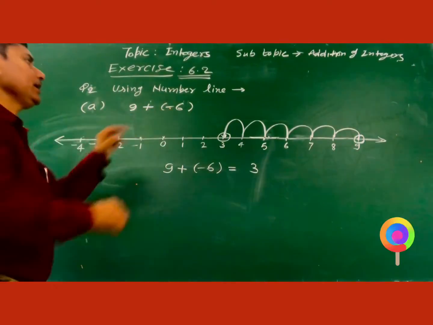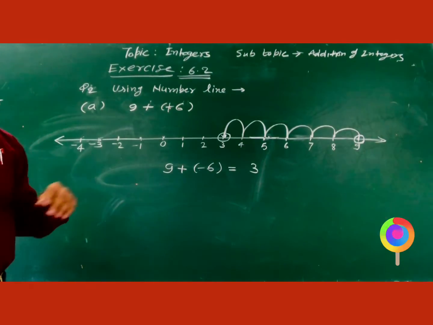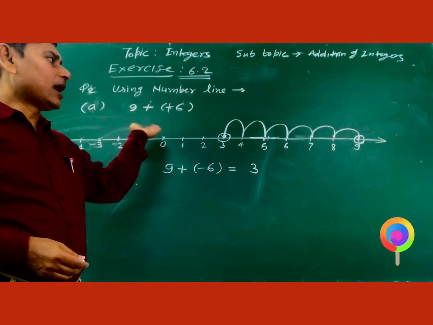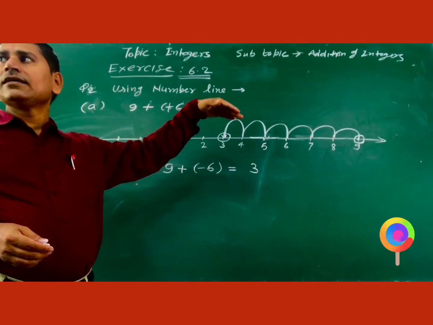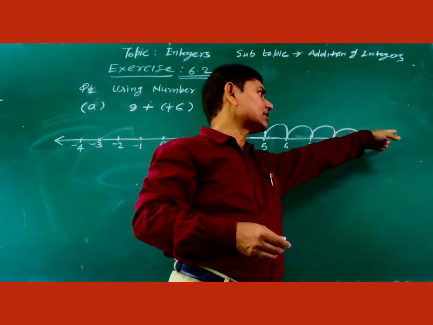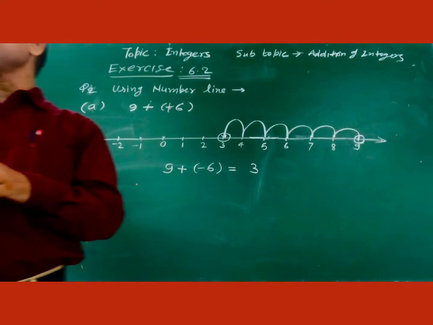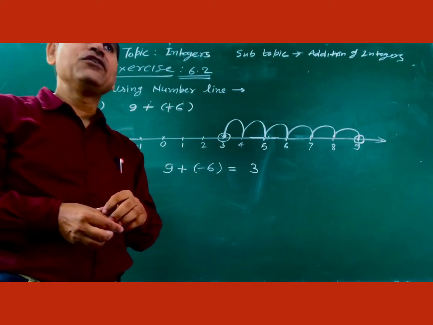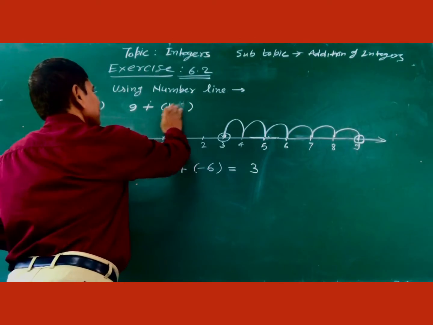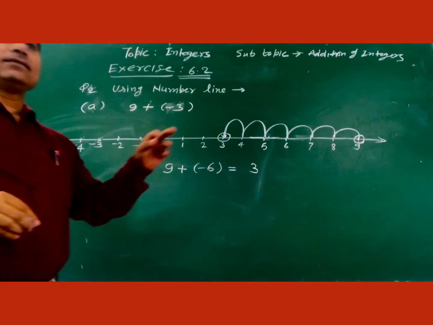But if we write plus here, then what to do in this case? Then you will move to the right side, right side. And how many steps? Again 6. If you move 6 steps to the right side, what will you get as the final result? 15, correct. And if we write here minus 3, then what will you get as the result?